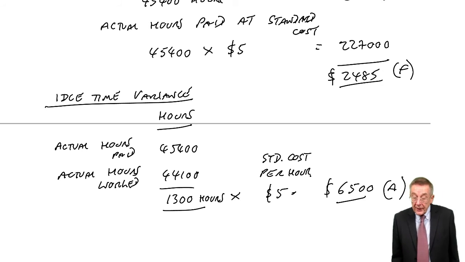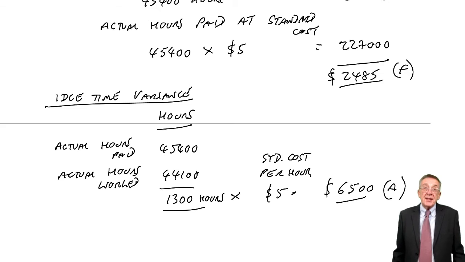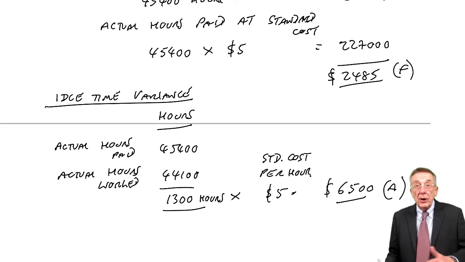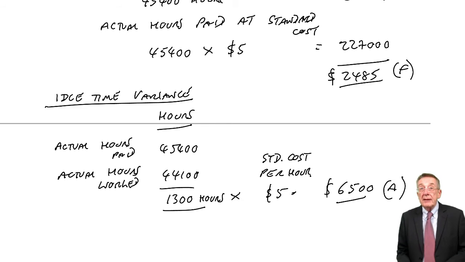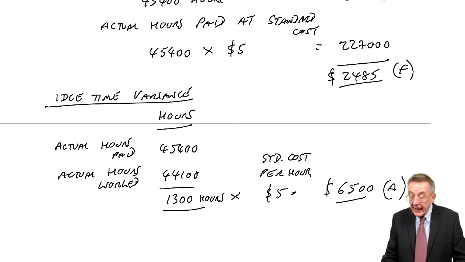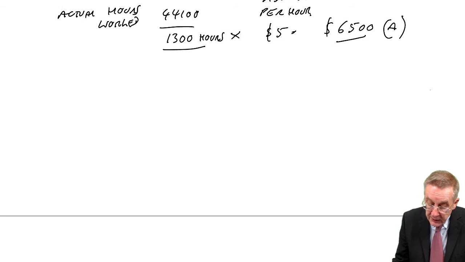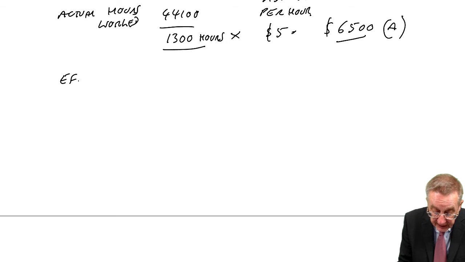And finally, there is one more thing, of course. Now we know how many hours they actually worked, we can see whether that's more or less than the hours they should have worked. You know, they should have taken 5 hours a unit. And so the final variance is what we call the efficiency variance.